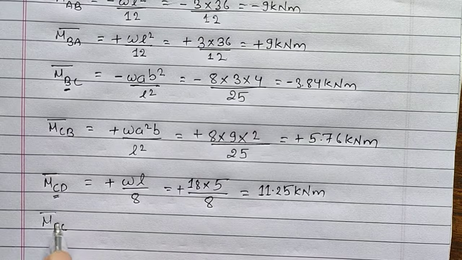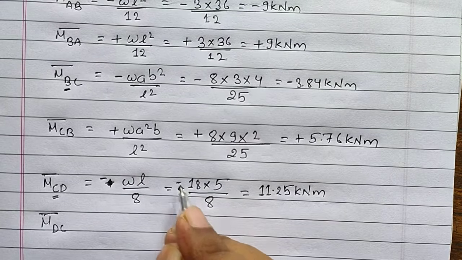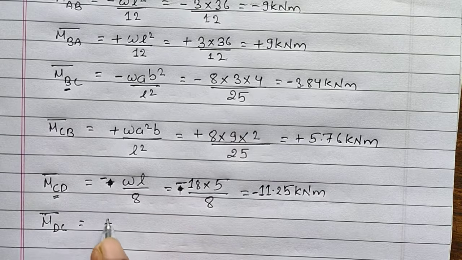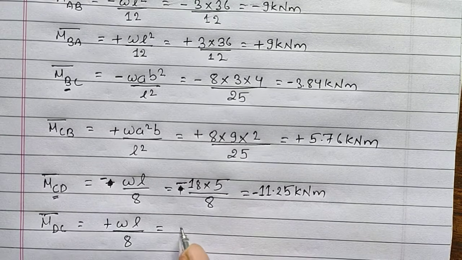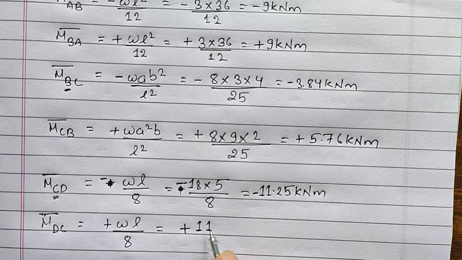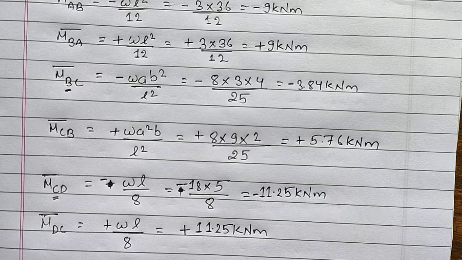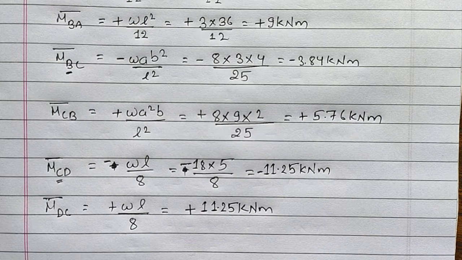Similarly, MDC, the formula is, oh sorry, this will be negative, so we will have here negative. Now the formula is positive W L upon 8, so we will have here plus 11.25 kilonewton meter.